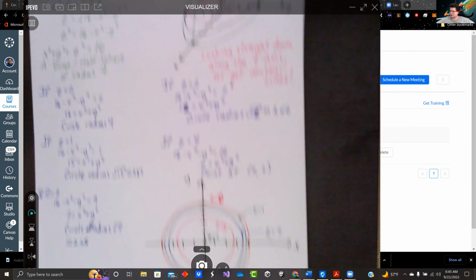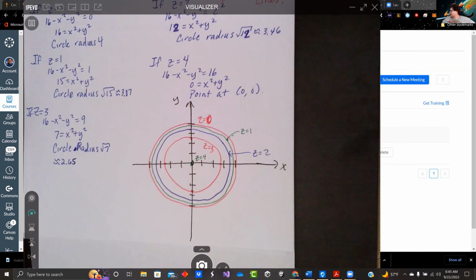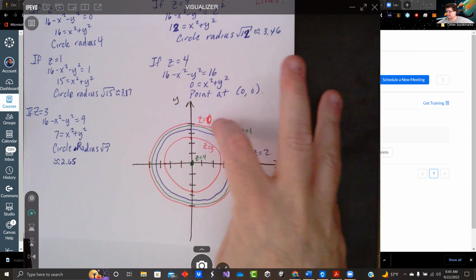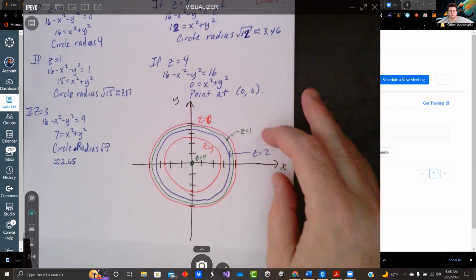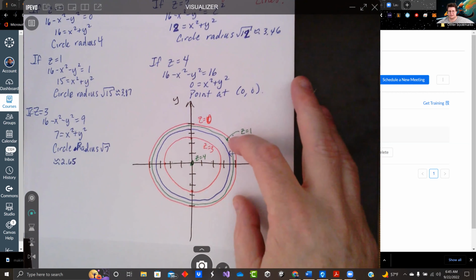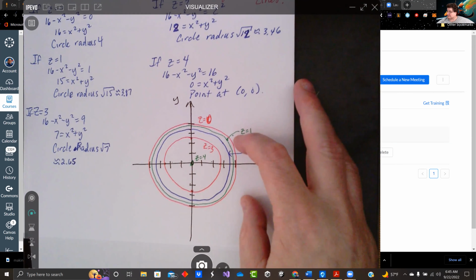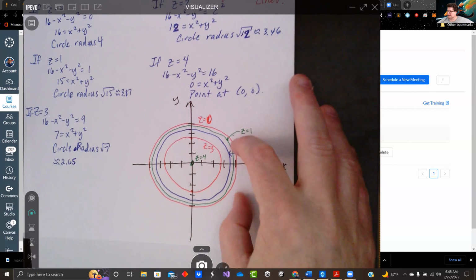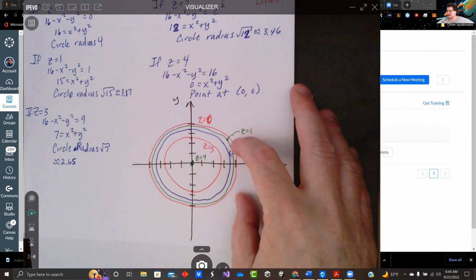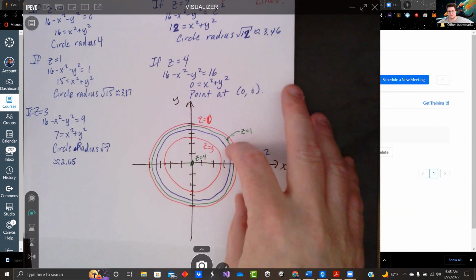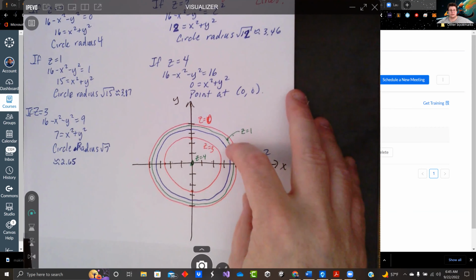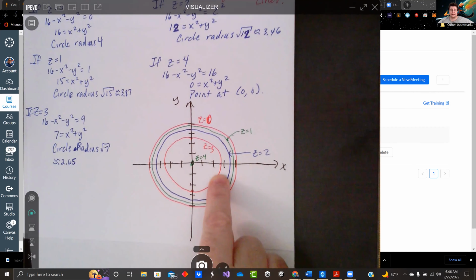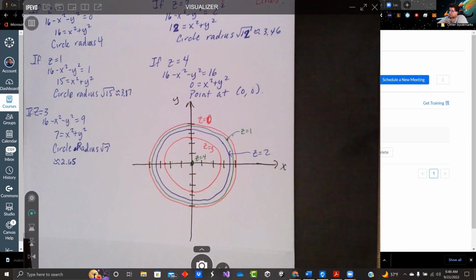When I graph these circles, I get this. The outside circle is z equals 0. That's the red one. Z equals 1 is just barely inwards. These are terrible circles. Just a little tiny bit inward. 4 to 3.87 isn't that much of a reduction. Going into 3.46 is a little bit more noticeable. If we go into z equals 3 at the 2.65 radius, we get that. And z equals 4 is pretty small.